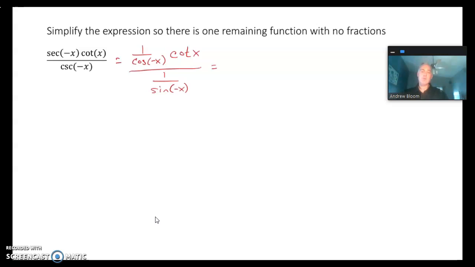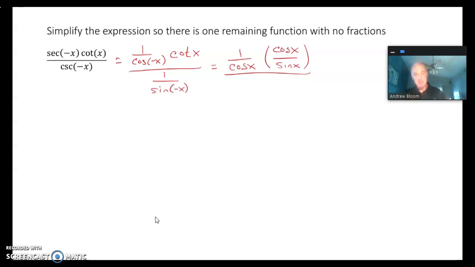Okay, so 1 over the cosine of negative x, that is going to be, based on that identity, 1 over the cosine of x. And I can kind of already see where things are going. So I'm going to change cotangent of x into cosine and sine, right? So cotangent of x is cosine of x over sine of x. And by making that change, I can start to see some of these simplifications happening.